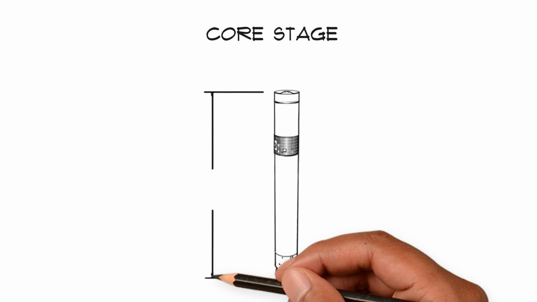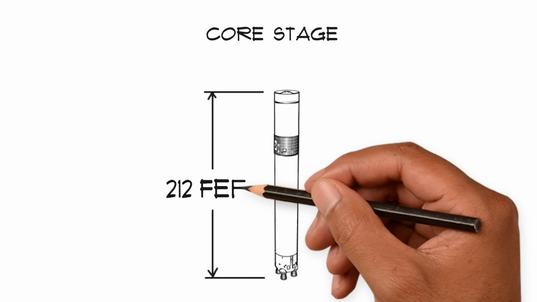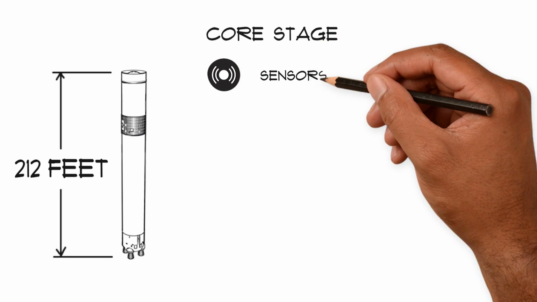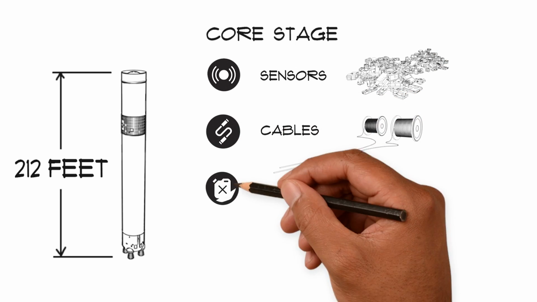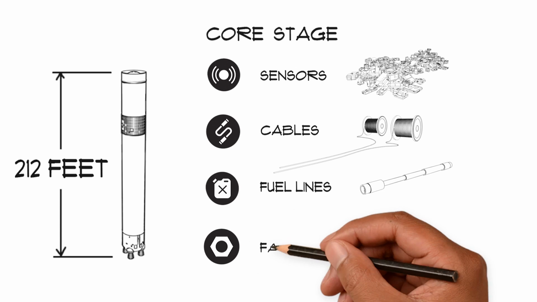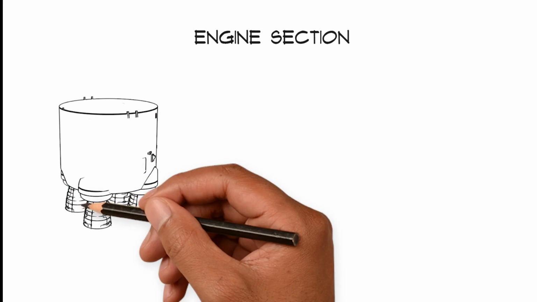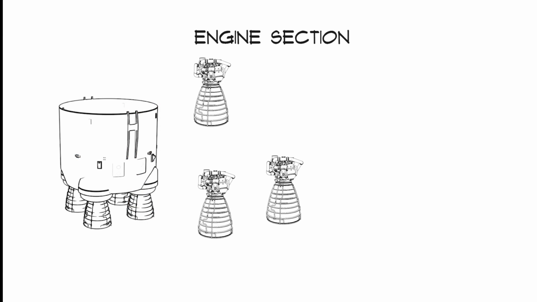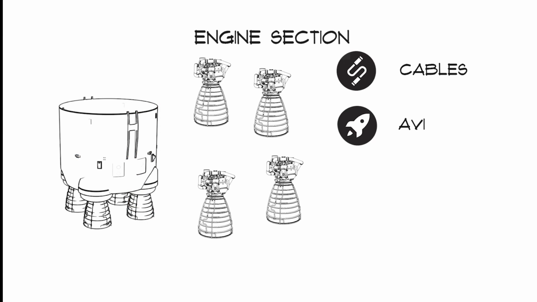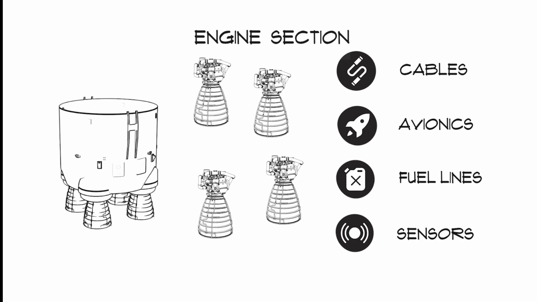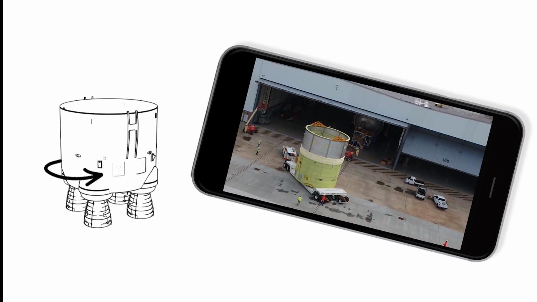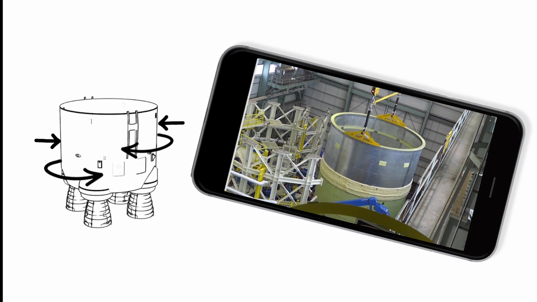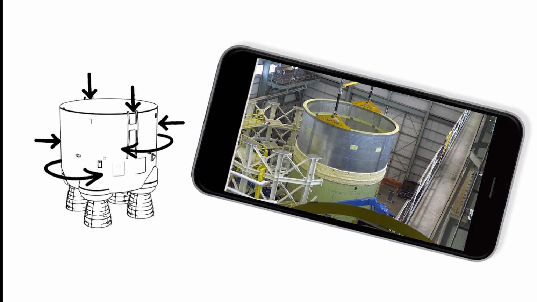The core stage is the largest piece of the world's most powerful rocket, but before it's assembled with the other parts of the rocket, the core stage's five sections are outfitted with thousands of sensors, cabling, fuel lines, fasteners, and many, many more parts. The Space Launch System's engine section is home to four RS-25 engines and miles of cables, avionics, thrust structures, fuel lines, and sensors. Engineers stress-tested the engine section's main structure, subjecting it to massive forces to prove it met the strict requirements for flying humans to deep space.